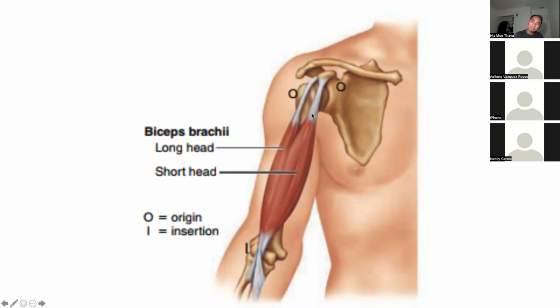The short head of the bicep is originating from the coracoid process, and the long head of bicep is originating from the upper margin of the glenoid. So now we can see the biceps origins, and you can see the bicep tendon, which is going to the radial tuberosity, and some part becomes the aponeurosis here. So this is the origin, and this is the insertion of the biceps.